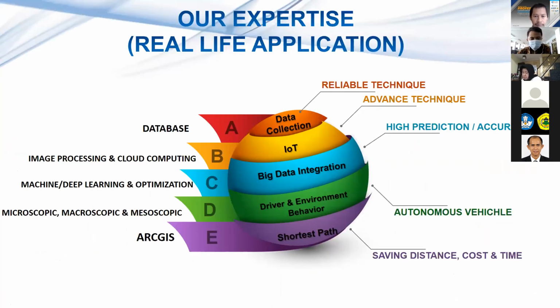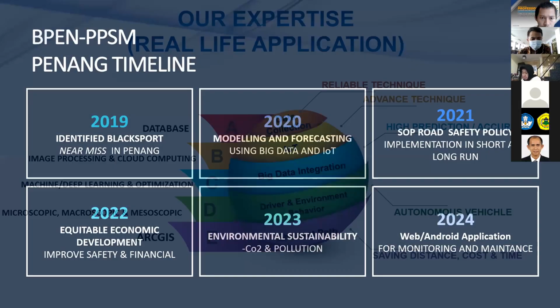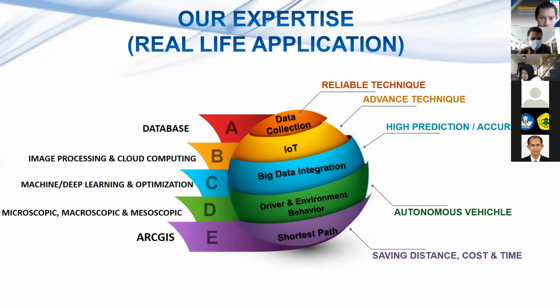That's why we are integrating our image processing and cloud computing, and using machine and deep learning to do optimization. And finally, we look at the microscopic, macroscopic, or mesoscopic conditions of the roads. Here we can use the system not only for high prediction accuracy or advanced safety techniques, but we can also use the system for autonomous vehicles in order to save distance, cost, and time.